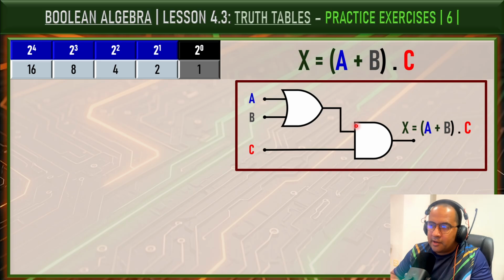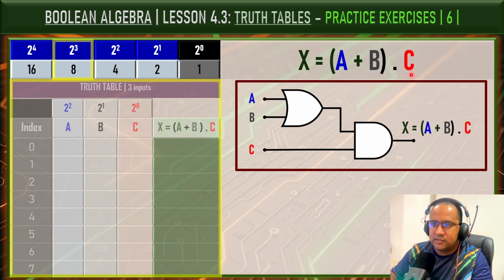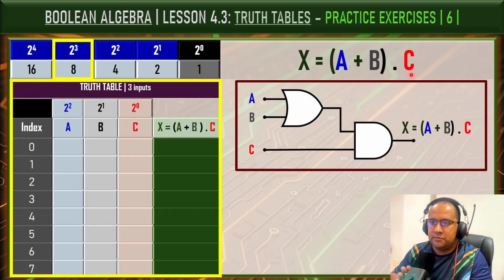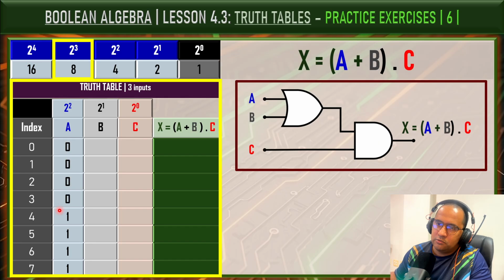Remember, the first step is always to identify the number of input variables. In this expression, we have 3 input variables, which means our truth table must contain 8 rows, 8 possible input combinations. The column A is the most significant bit. Its value changes every 4 rows. As a result, we obtain 4 zeros followed by 4 ones. The column B has a weight of 2 to the power of 1, so its value changes every 2 rows. Column C is the least significant bit, so its value changes every row.